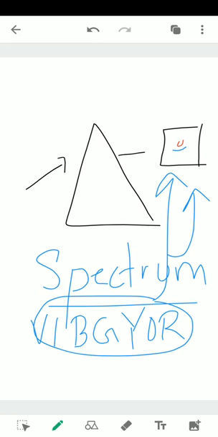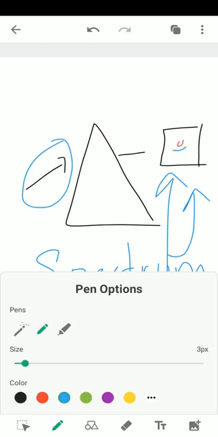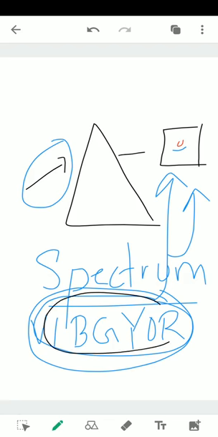So this is the experiment that Newton did. From the above experiment, Newton concluded that white light is a mixture of 7 colors. The 7 colors are VIBGYOR. So white light is composed of 7 colors. And please remember that the prism does not produce any color, but it simply separates the colors which were already there in the white light.